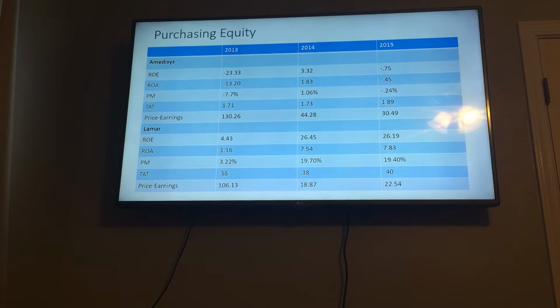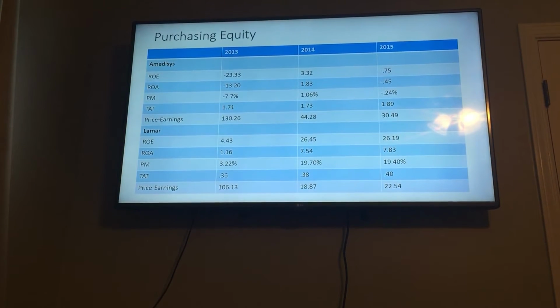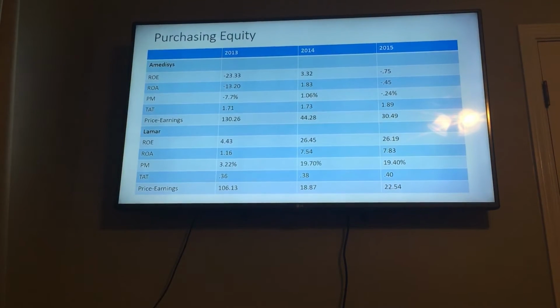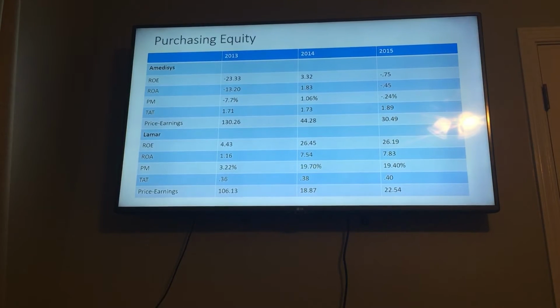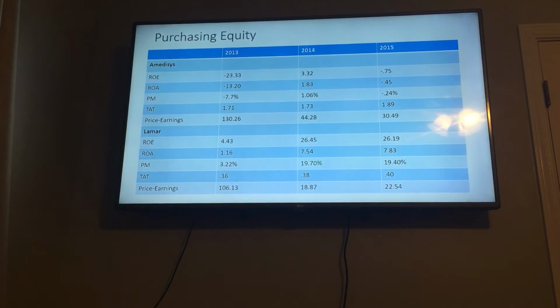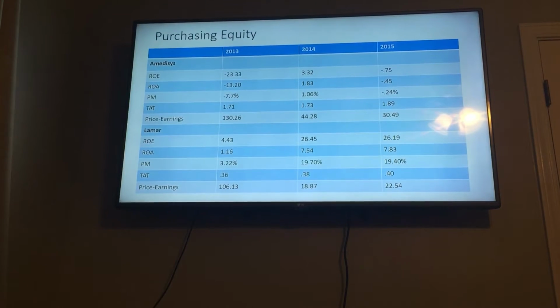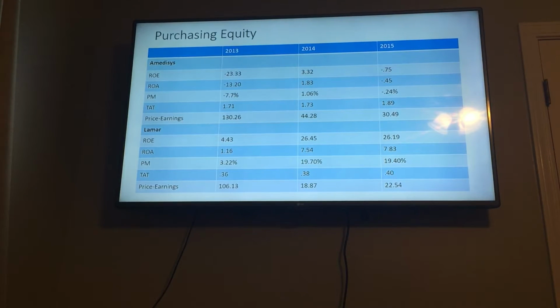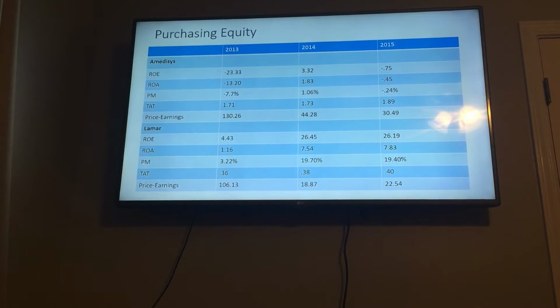Okay. This last scenario was purchasing equity, and when you're making a decision on whether you want to purchase equity in a company, you want to look at certain profitability ratios, and the ones that I have on these charts are return on equity, return on assets, profit margin, total asset turnover, and price earnings ratio.